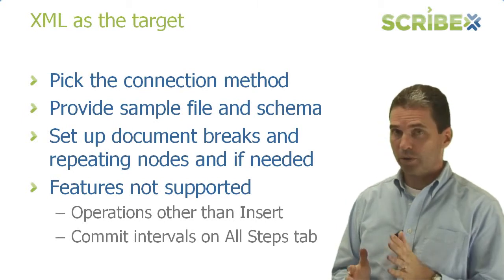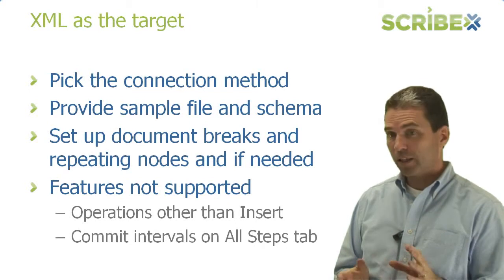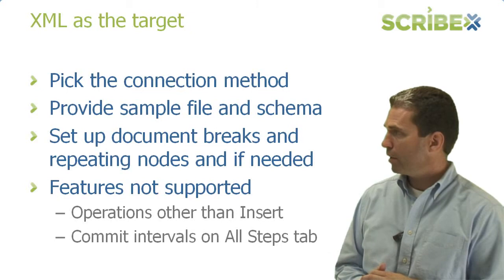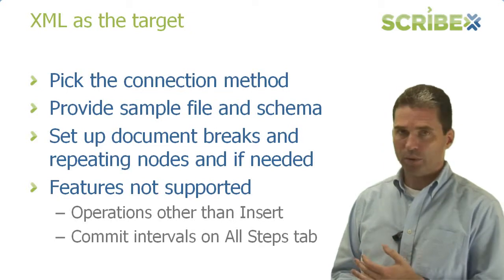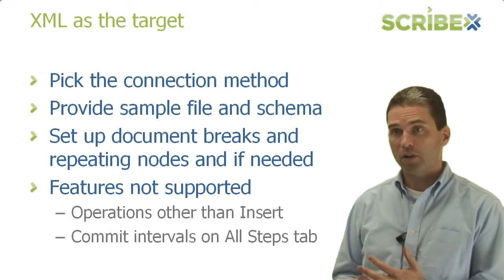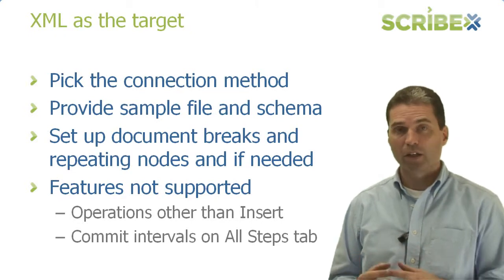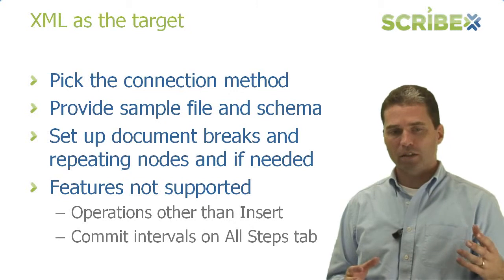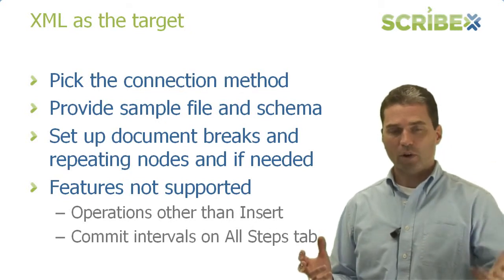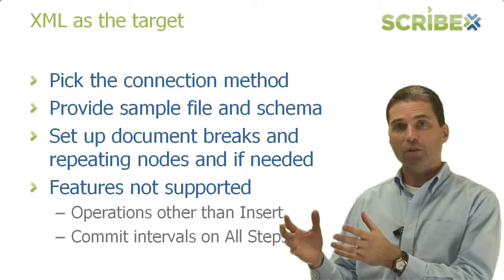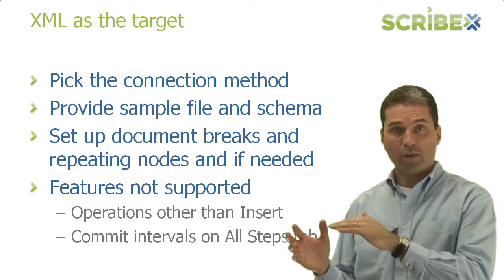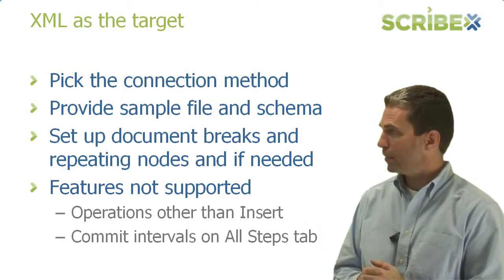Again, you have an option of working with different connection methods. They're slightly different for a target than they are for a source, so I'll show you that in a moment. Again, you need to be careful about setting up your repeating node information. When you're working with XML as a target, you can set up a document break field. So you can take all of the results of your steps and from all the source rows that you're working through in your result set, and you can output those as a single XML file, or you can output those as individual XML files by using the document break.